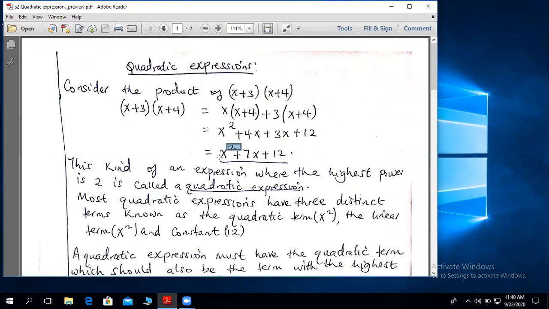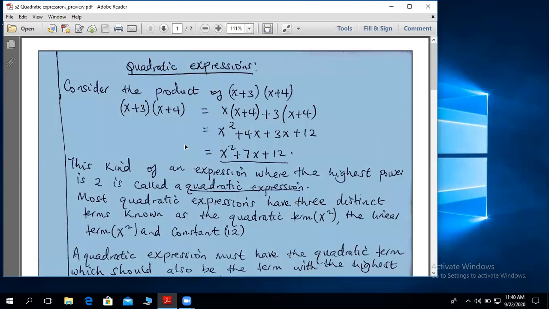So this gives us an expression where the highest power is 2. That makes it a quadratic equation. A quadratic equation is an equation or expression where the highest power of the unknown is 2. If the equation was only like this, then it wouldn't have been a quadratic equation. In that case, we call it a linear equation.